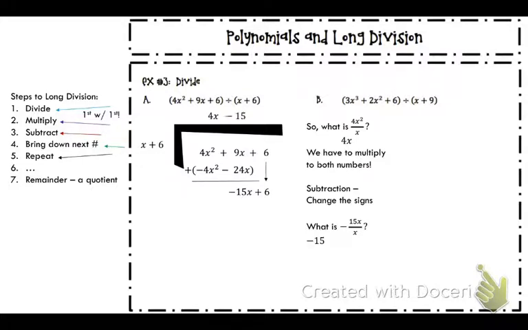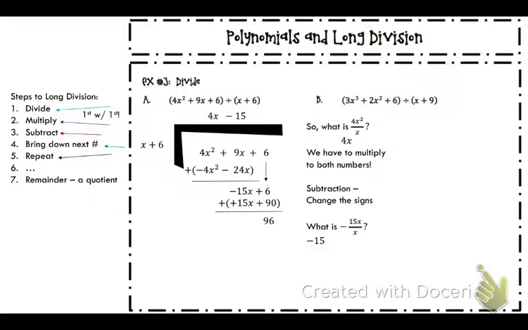It's negative 15. Then you multiply. Negative 15 times x is negative 15x. Negative 15 times 6 is negative 90. You subtract, put them in parentheses, change the signs. Negative 15x plus 15x cancels. 6 plus 90 is 96.